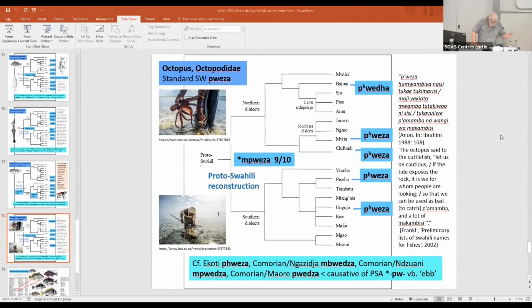And to give an example of a marine animal that is not a fish, and I could do many more of these, including shellfish, it's not a fish zoologically speaking, pweza, named after the time and place they're usually speared by, these days, women, perhaps always women, but derived from this verb kupwa, describing the ebbing of the tide. And this is, classically, when you encounter octopuses.